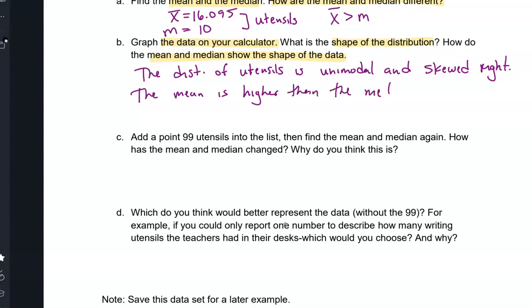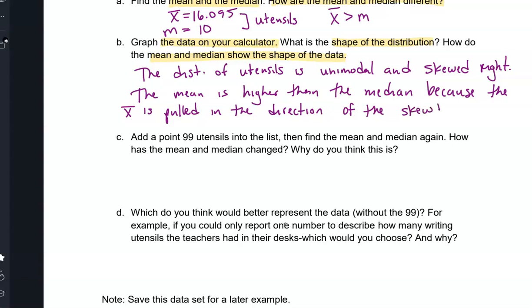Okay, so the mean is higher than the median because the mean, I'm just going to say X bar, is pulled in the direction of the skew. And again, that means those fewer, higher numbers have a larger effect on the mean.